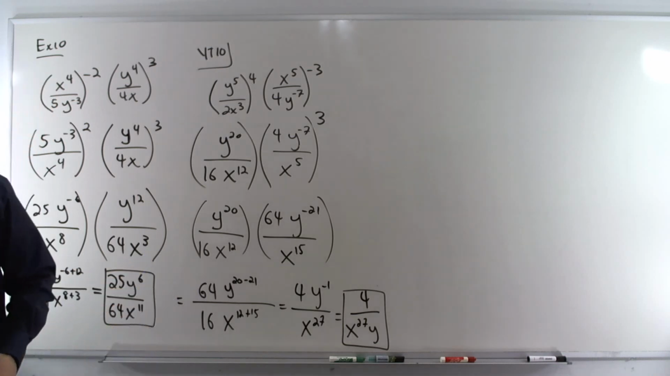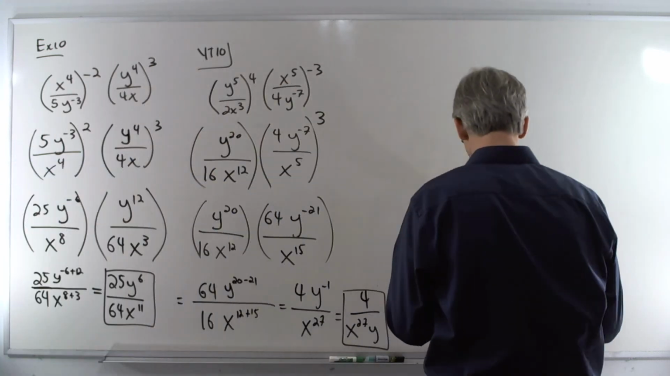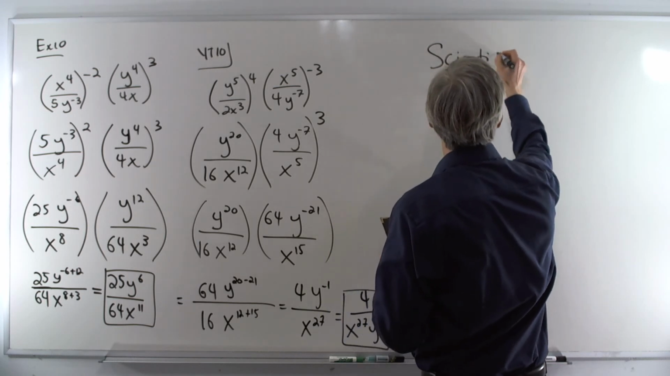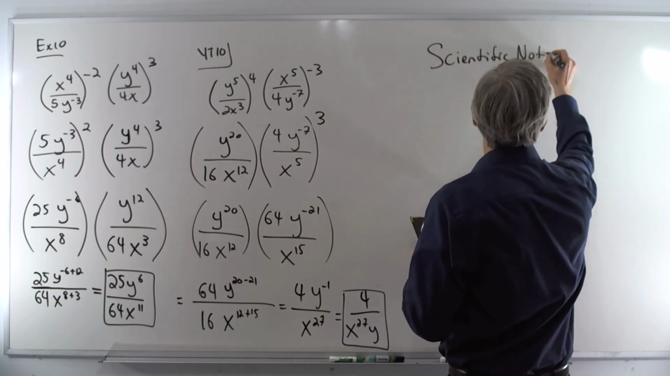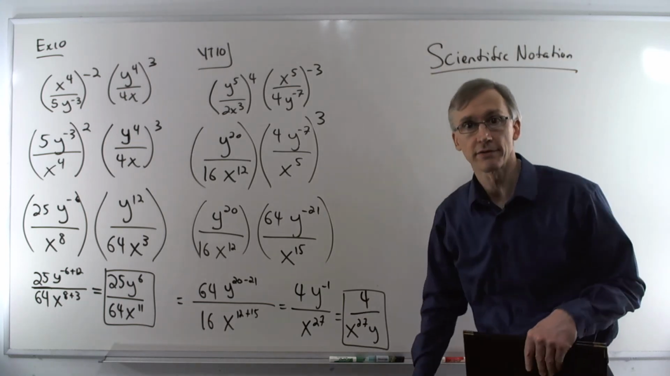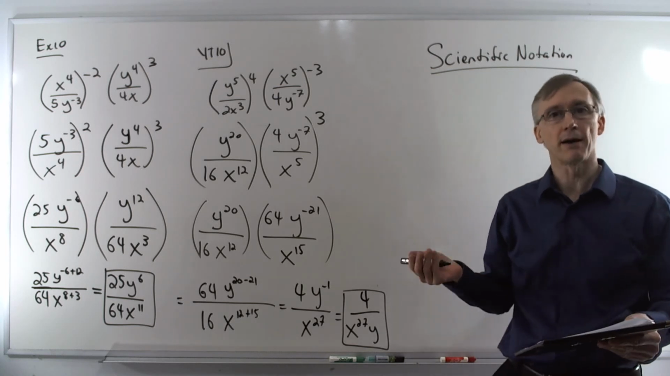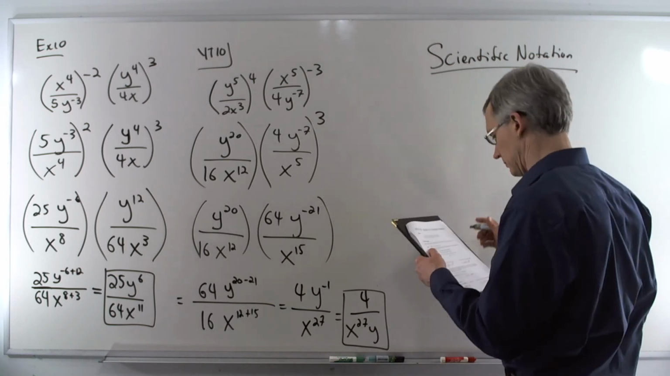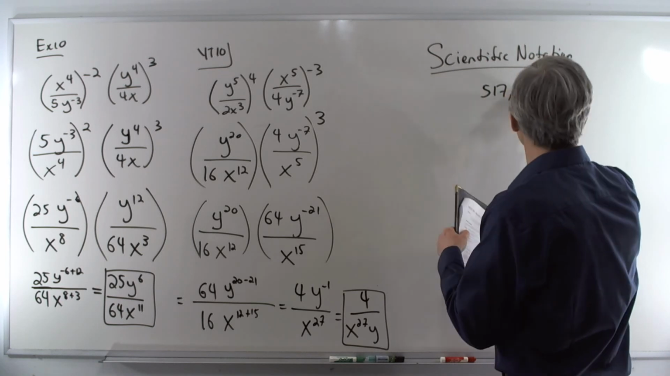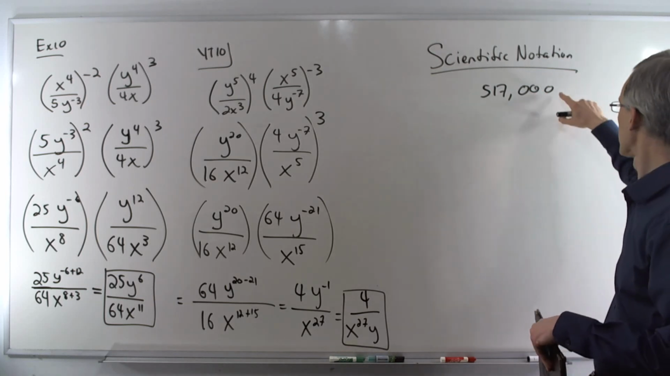Now our next topic is scientific notation. So with scientific notation, we're going to take some number between 1 and 10, not including 10, and multiply it by a power of 10. So for example, we could write 517,000 in scientific notation.